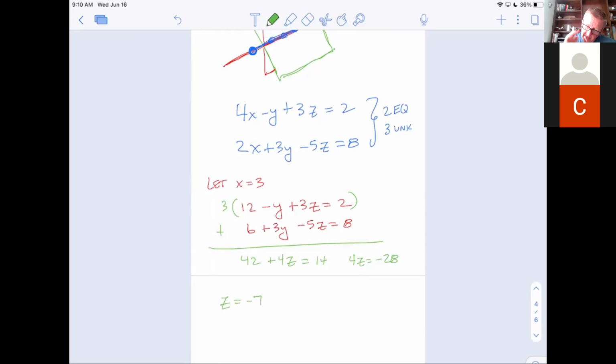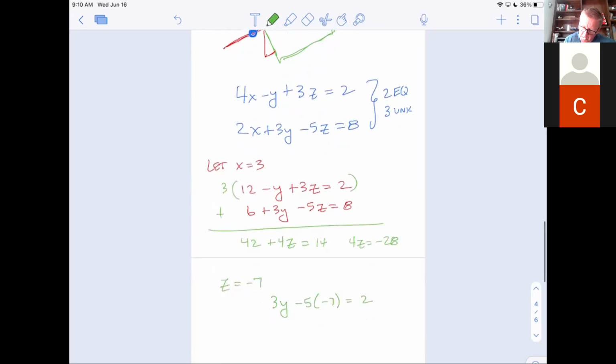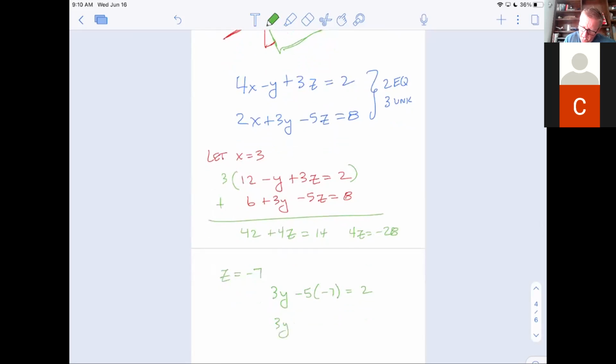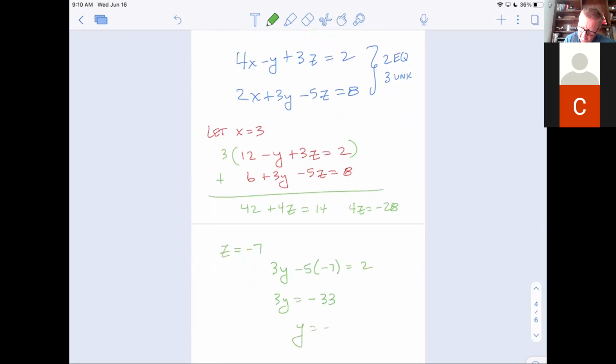So z is -7. All right, cool. Then I go back to one of these equations. I'm just going to look at the bottom one. Let's see, if I take 6 over there, that'd be 2. So I have 3 times y minus 5 times z, which we now know is -7, and that would be equal to 2. So that's 3y equals -35, but if I subtract 35 over, that'd be -33, and I got lucky again, and y equals -11.